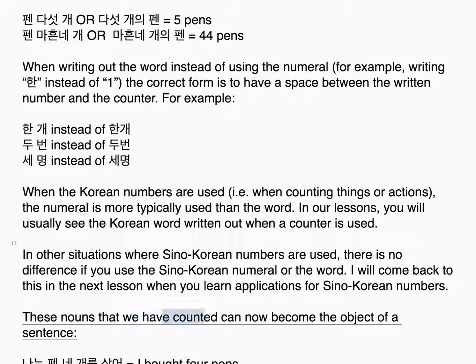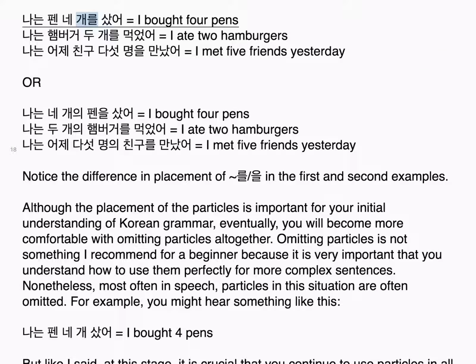These nouns that we have counted can now become the object of a sentence. 나는 펜 4개를 샀어. I bought 4 pens. 나는 햄버거 2개를 먹었어. I ate 2 hamburgers. 나는 어제 친구 5명을 만났어. I met 5 friends yesterday.